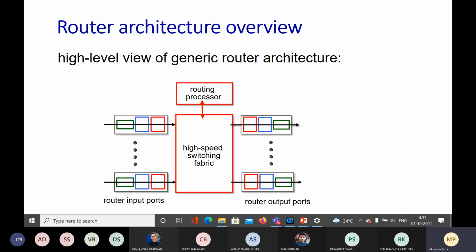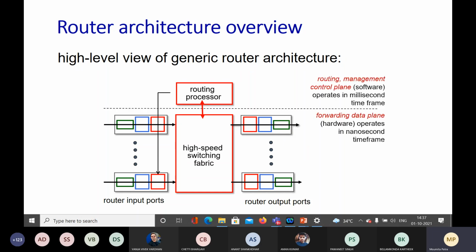What else is there? This is the routing processor, which basically will give the information of which output port the given datagram should be transferred to. Alright. Now, given this generic view of the router architecture, what we need to find out is what the control plane properties are and what the data plane properties are.